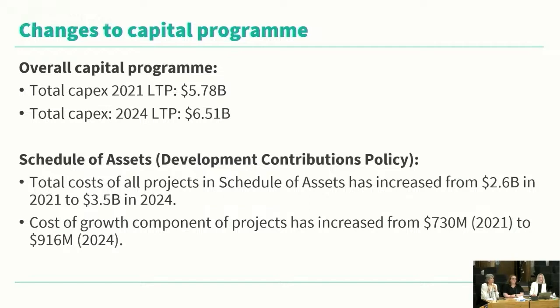So the total cost in the schedule of assets was $2.6 billion in 2021 and went up to $3.5 billion in 2024. And then finally, we identify the growth component of those assets in the schedule of assets. The total cost of growth has also increased. It was $730 million in 2021 and is $916 million in 2024. We've got the asset planners here to speak about their individual projects and programs, and we've also got PMO to speak more broadly about the capital program if you would like.